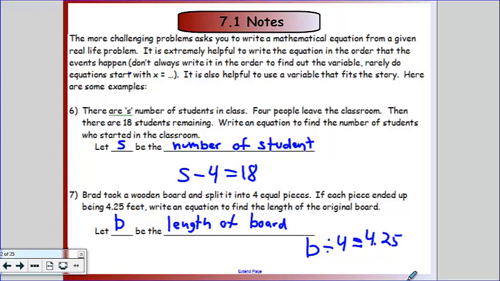We'll be doing many more of these throughout the rest of the chapter. And starting with the next section, it'll be a little more difficult because we're actually then going to find the value of the variable. But for now, it's just worried about setting them up.